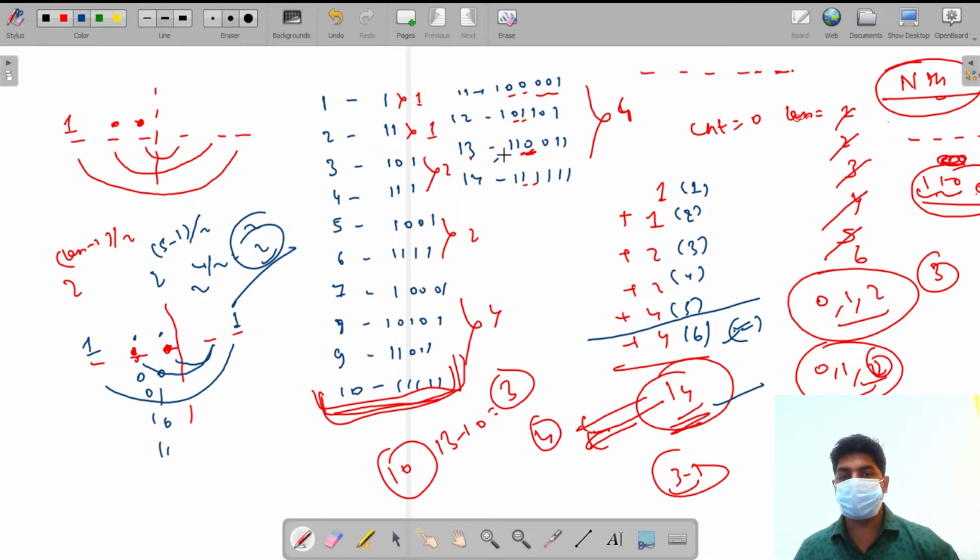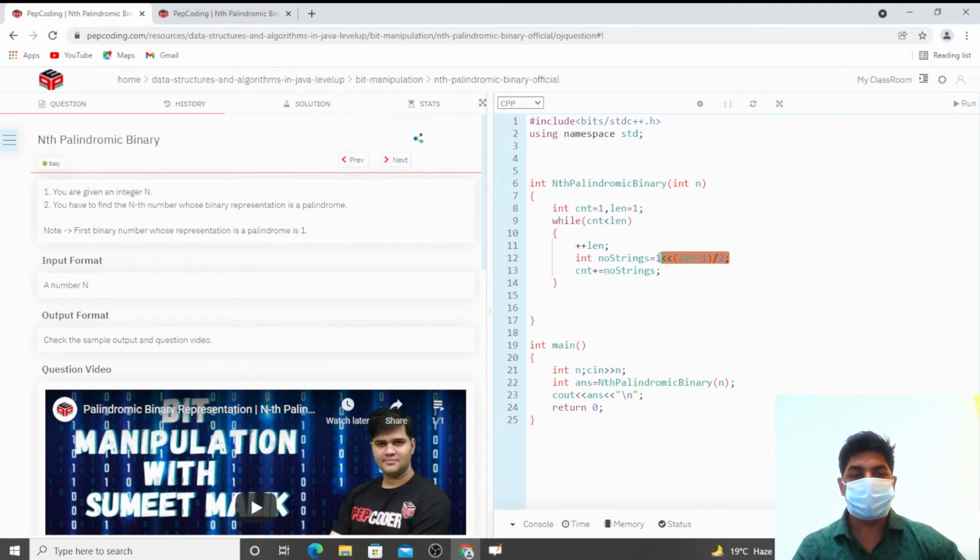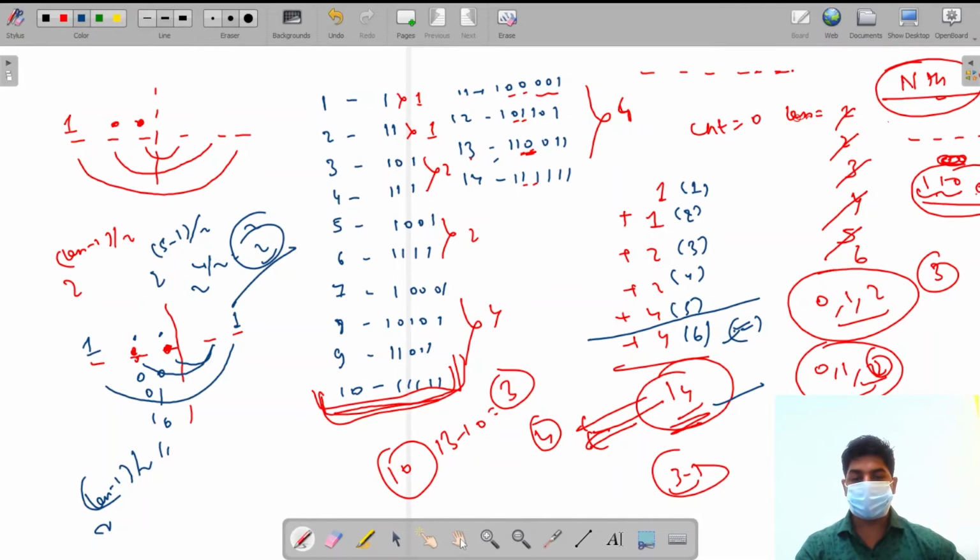So this is the formula. The number of strings of any length is what? 2 raised to the power length minus 1, divided by 2, and that is what I have written over here. I have written it using bits: 1 left shift (length minus 1), divided by 2. Okay, so after performing this, now let's continue with the algorithm.